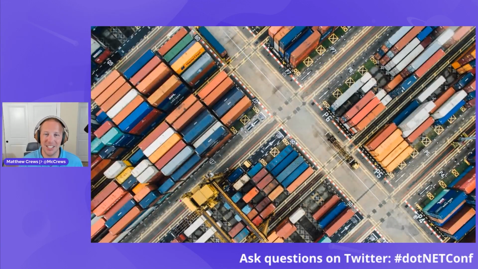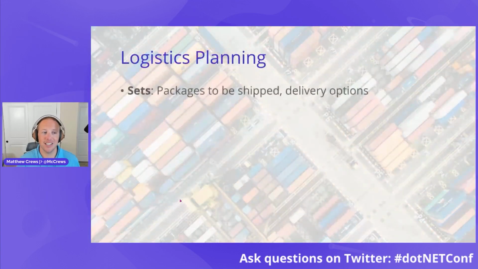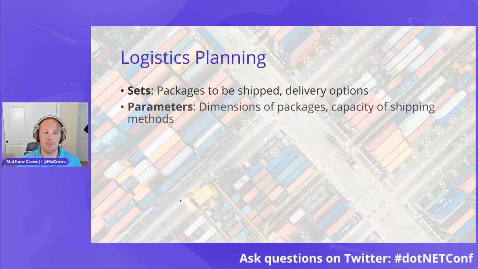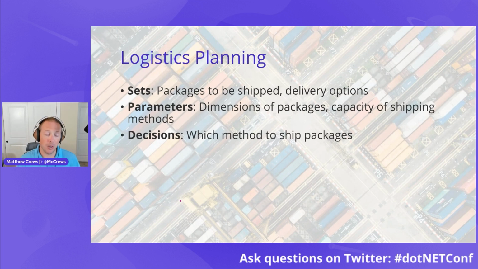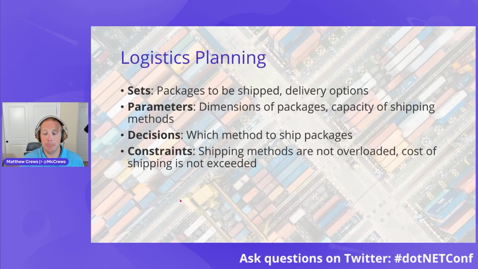We could also look at the logistics industry, where we're shipping packages. In this case, our sets are the packages we need to deliver and the means we have for delivering them. The parameters would be the dimensions of the package. How big is it? How heavy is it? And the capacity of our shipping methods. The decisions would be, okay, I'm going to put this package on this shipping method. Constraints in this case would be, we can't overload any of our shipping methods, and we have a budget. And so we can't exceed that when it comes to choosing methods for shipping packages. And our objective would be to maximize our on-time delivery to create a great customer experience.